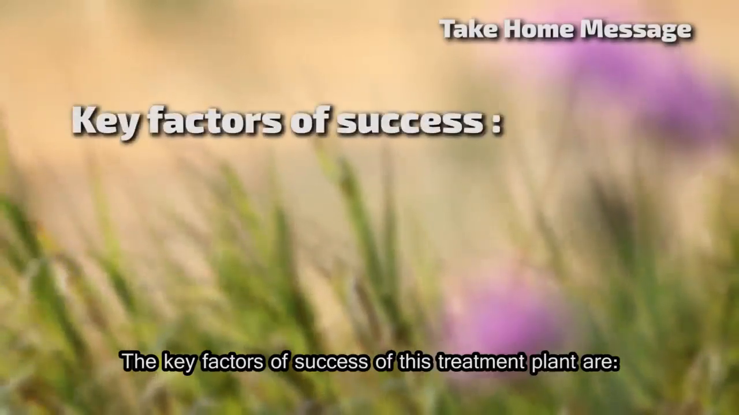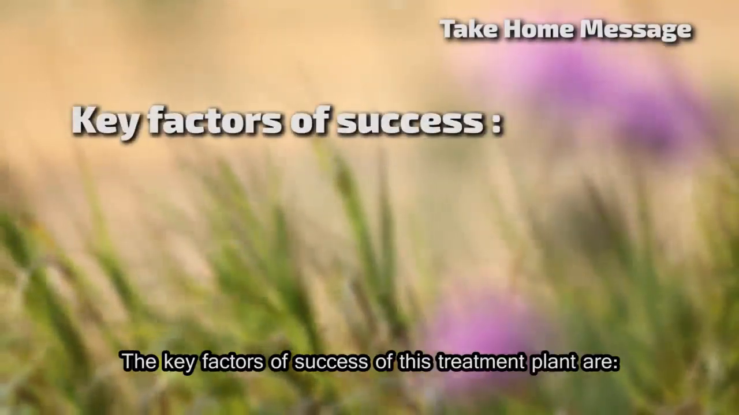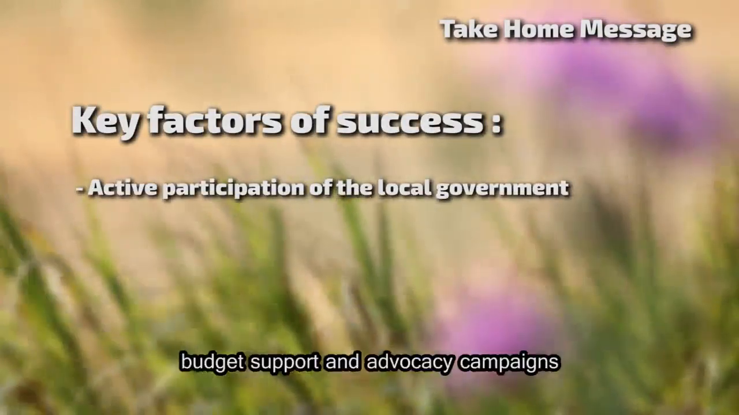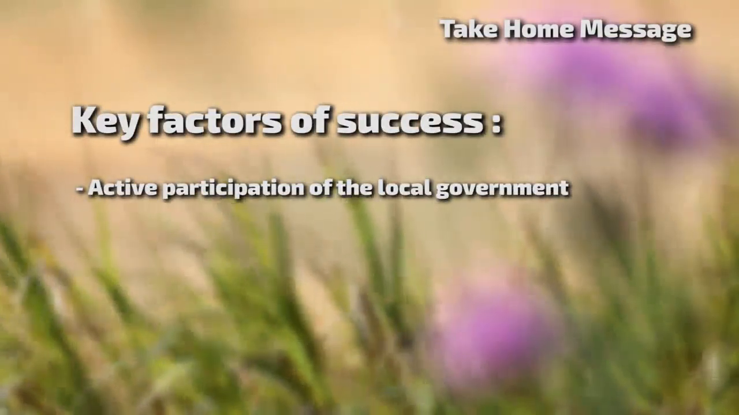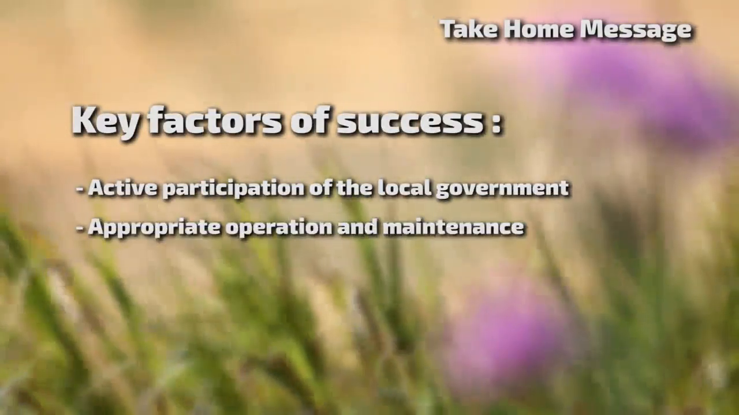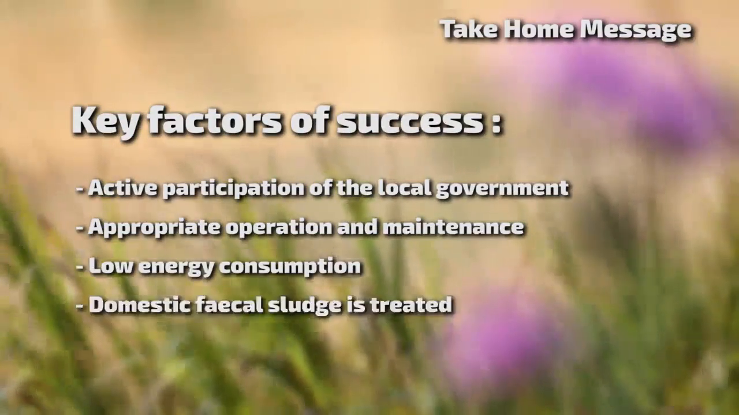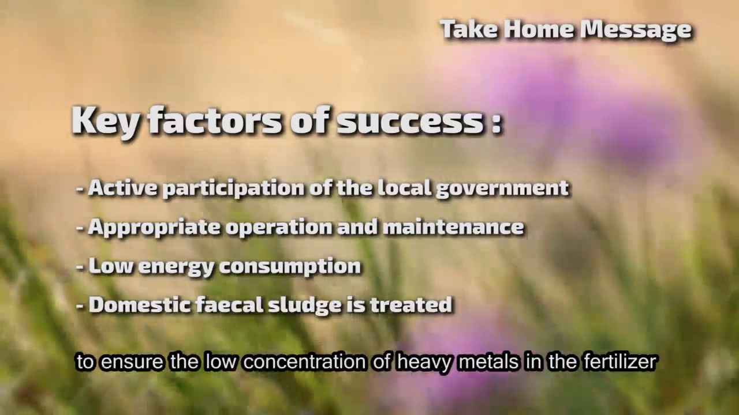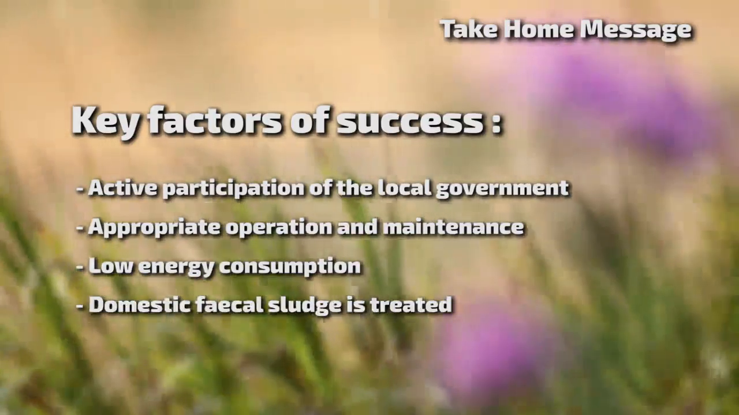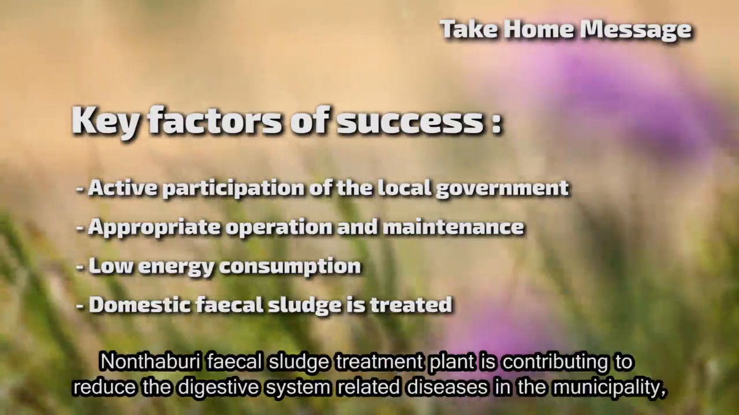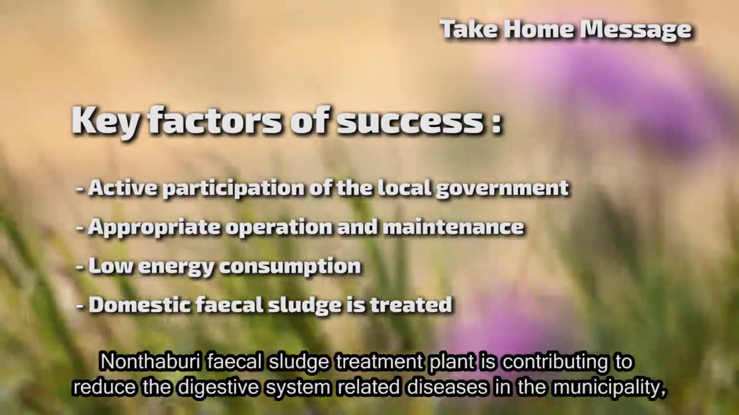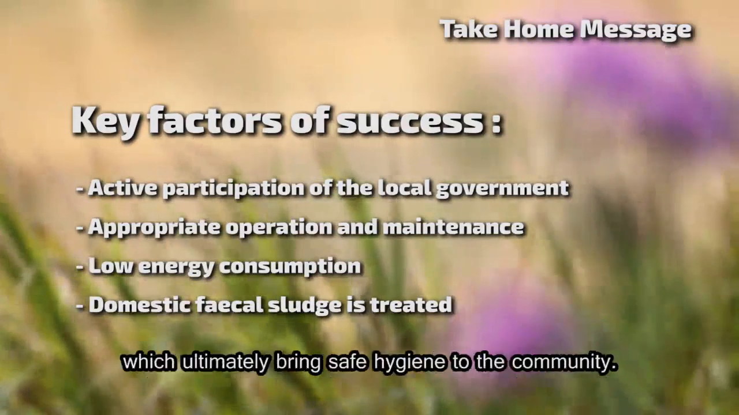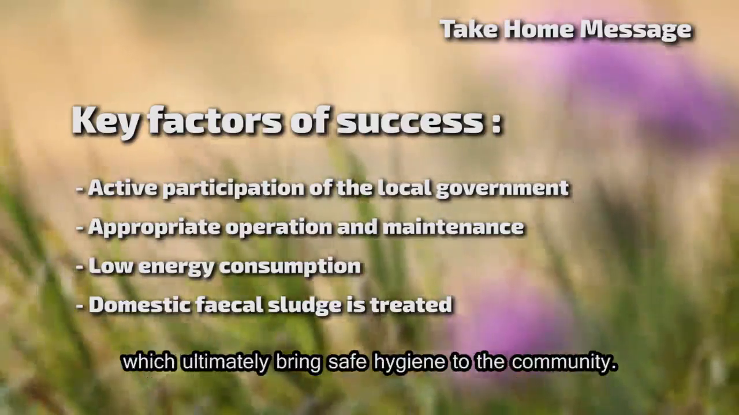The key factors of success of this treatment plant are active participation of the local government, budget support and advocacy campaigns, appropriate operation and maintenance, low energy consumption, and only domestic fecal sludge is treated to ensure the low concentration of heavy metals in the fertilizer. Nonthaburi fecal sludge treatment plant is contributing to reduce the digestive system related diseases in the municipality, which ultimately brings safe hygiene to the community.